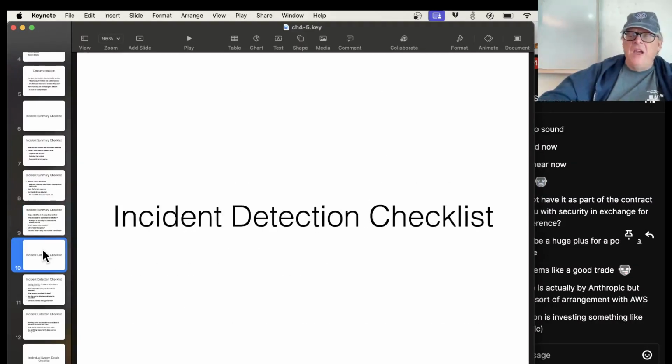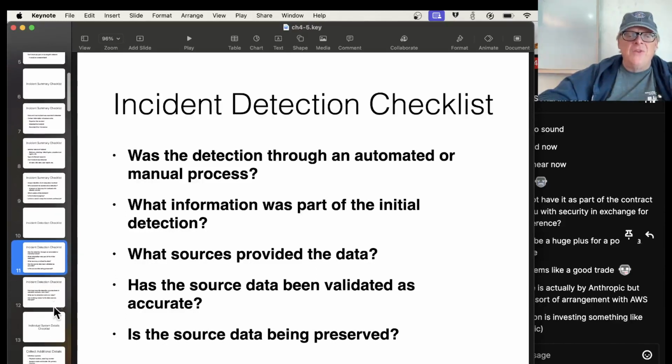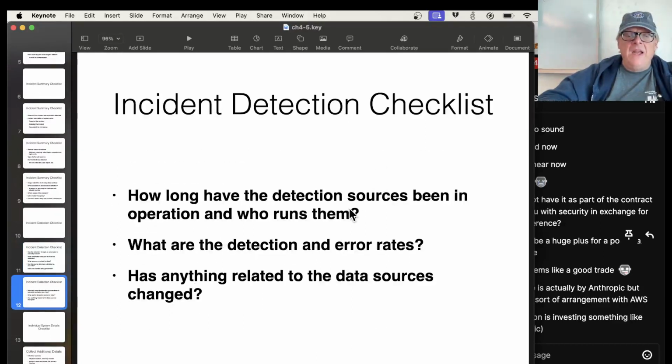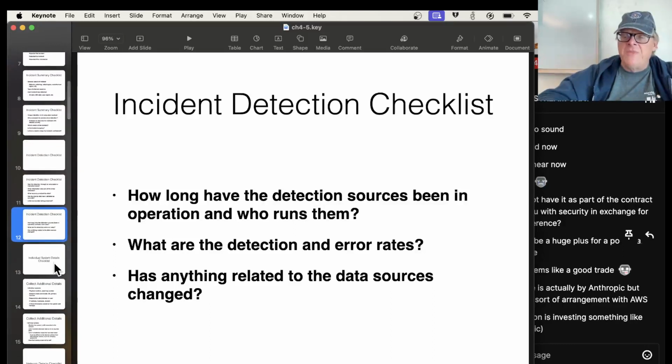All right, and for incident detection, how did you detect it? What information did you get? From what source? Has it been validated? All security tools have a lot of false positives. They will flag things as malicious that aren't malicious. And have you preserved the data? Those are important facts. And how long has this detection source been going? And who has experience with it to help you decide whether this detection is meaningful, detection and error rates, and have you changed something about it? Because it's possible that you've changed something and you're just getting false positives from the new thing.